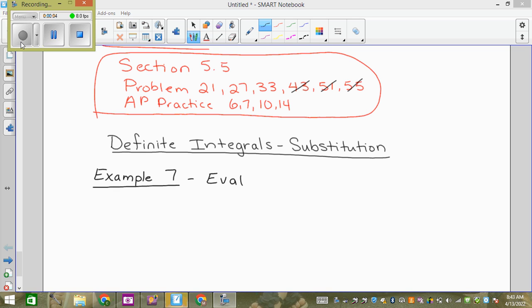Evaluate the integral from 0 to 4 of the square root of 2x plus 1 dx.